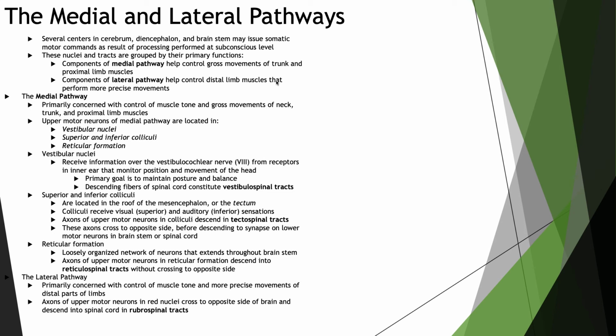Normally, their role is insignificant as compared with that of the lateral corticospinal tracts. However, the rubrospinal tracts can be important in maintaining motor control and muscle tone in the upper limbs if the lateral corticospinal tracts are damaged.